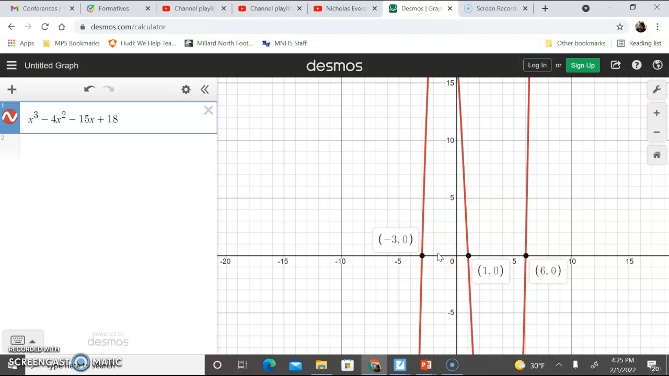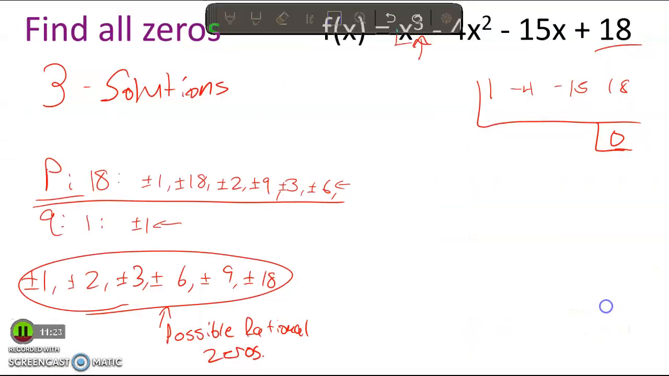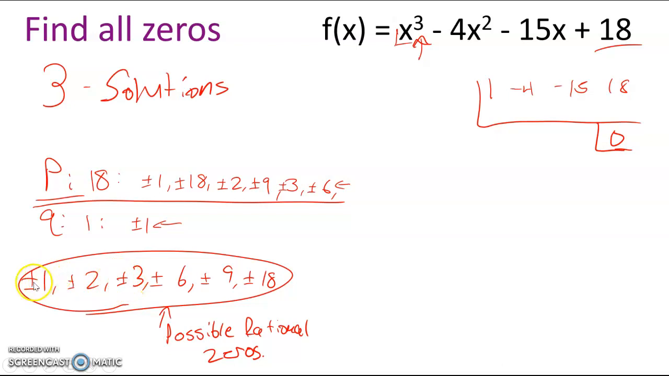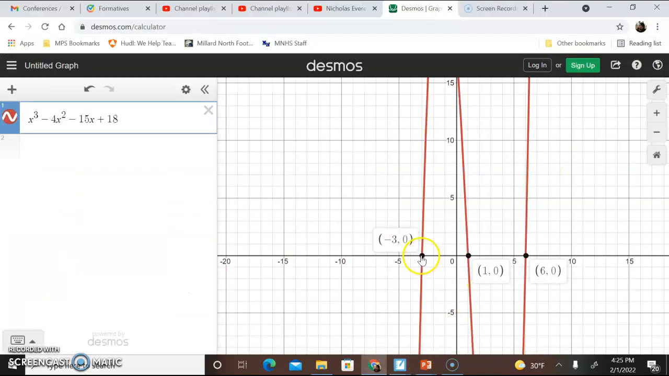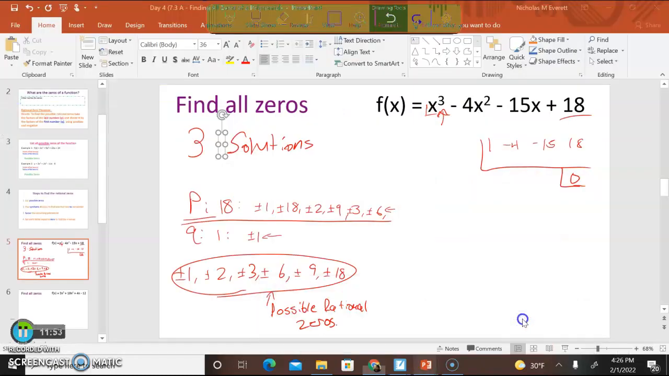Now looking at those, I can see -3, +1, +6. Hey, -3, +1, +6, that is in my list there. So once I see that I have a rational zero that's on my list, I'm going to start synthetically dividing. I'm going to pick this -3 here. You can start with the 1 or the 6, it doesn't matter. I'm just starting with -3.